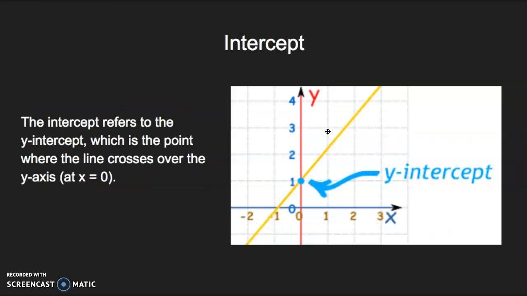And finally, the intercept refers to the y-intercept, which is the point where the line crosses over the y-axis. If you look at our picture here, you can see that x would be 0 in that case, because that is the point on the y-axis.